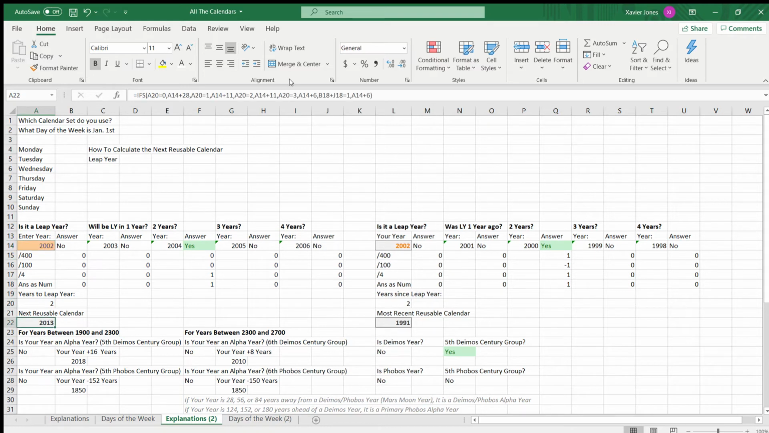And in this case here, that would be A20 equals 2 right here. So A20 equals 2. It is 2 years to our next leap year. That means we're going to take this value and add 11 to it. And as far as 3 years go, we're going to add 6. So instead of 11 or 28, we're going to be adding 6.